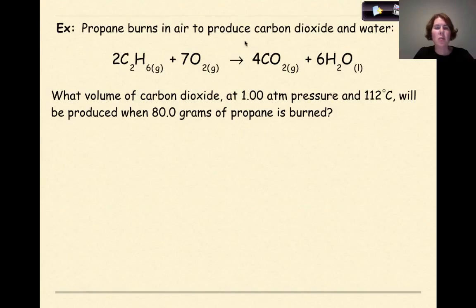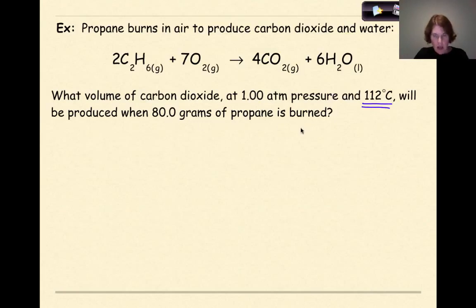Propane burns in air to produce carbon dioxide and water, another combustion reaction. And oh, look-see, we have a nice balanced chemical equation right here for us to use. What volume of carbon dioxide at 1 atmosphere pressure and 112 degrees Celsius, oh, that's a bummer. That's not at STP, will be produced when 80 grams of propane is burned.